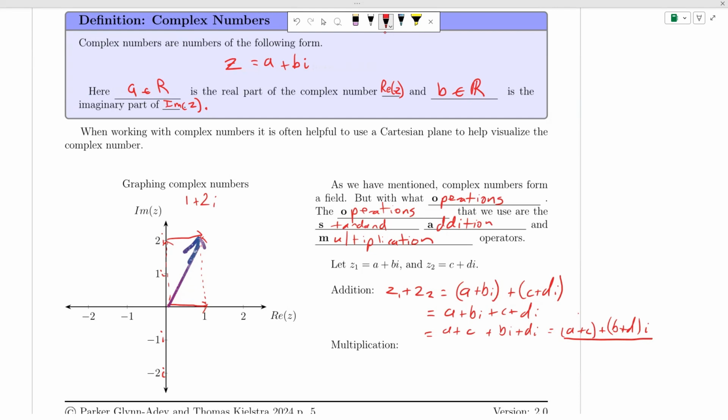It is an important property about our field. If we recall, if we look at our field, we have two numbers. When we combine them, we get another element from our field. So we are closed under addition.